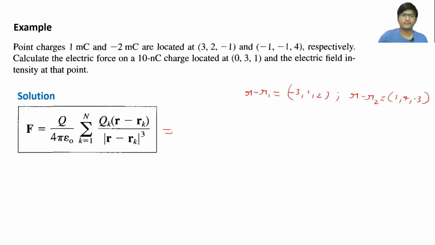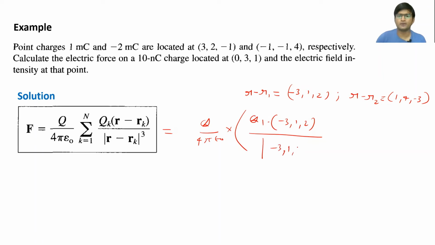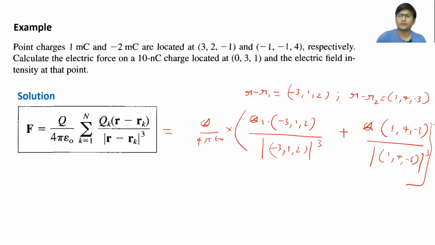So let us expand this formula for both the charges. We will get q upon 4 pi epsilon naught into q1 into minus 3, 1, 2 divided by the magnitude of minus 3, 1, 2 whole cube, plus q2 into 1, 4, minus 3 divided by the magnitude of 1, 4, minus 3 whole cube. And let us close the bracket.